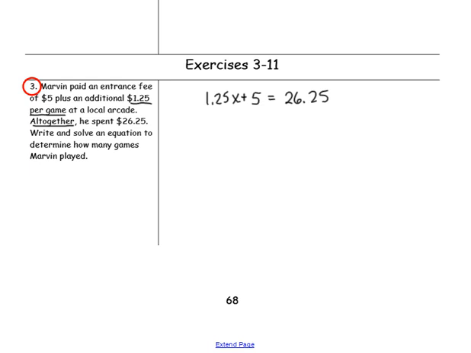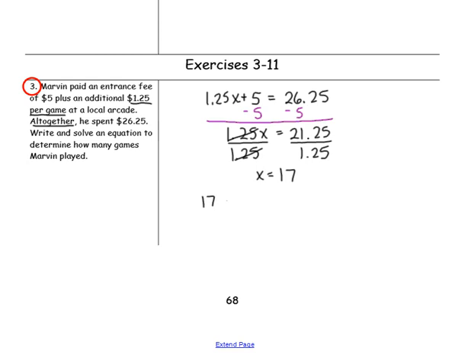$26.25. To solve the equation, first we'll subtract the entrance fee, and that will leave us with the amount of money he had left to play games. Simplify. That leaves us with $21.25 to spend on games. Then, to determine how many games he played, we divide by the coefficient, $1.25. The number of games that he played is 17. 17 games.